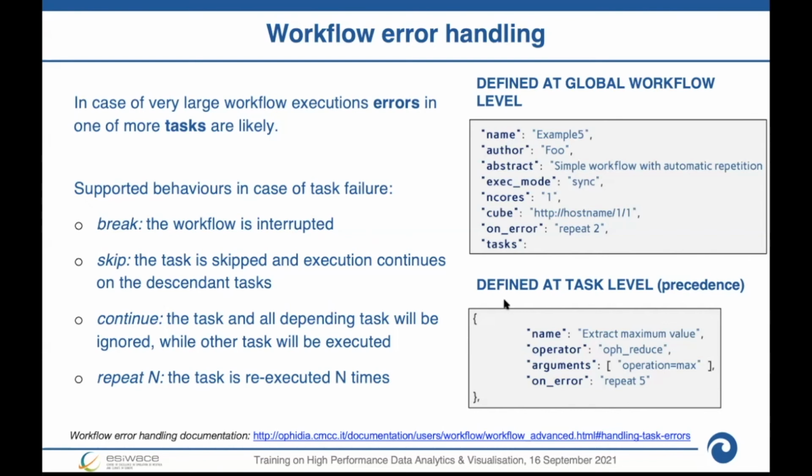Here we can see a couple of snippets of the use of this error handling feature. In the upper snippet, this is defined at the global workflow level. So it means that this on error setting, which defines how to handle the task failure, will be applied to all the tasks of the workflow. This can also be applied at the level of a single task. Here we specify, for example, for this operator, to repeat it n times. And of course, if we define both global and task level error handling, the one at task level will have precedence over the global one.